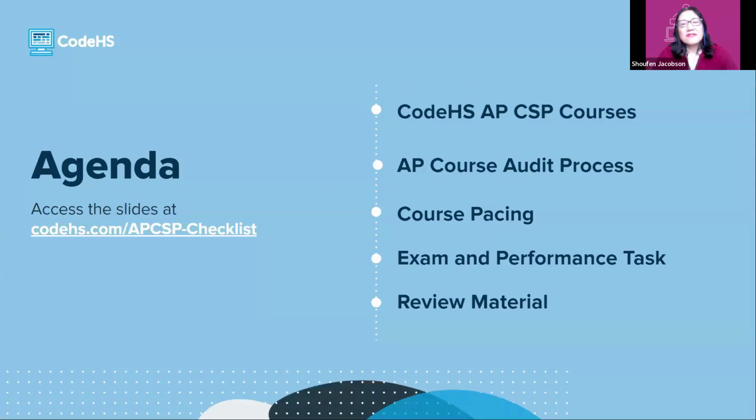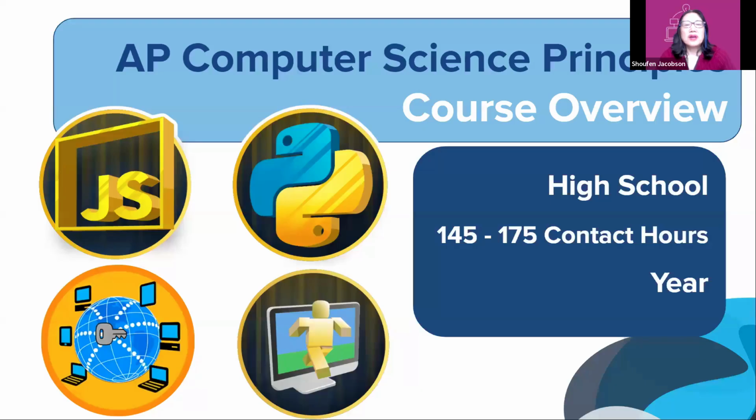This is the agenda for today. First, we're going to review the Code High School AP CSP courses. Then we're going to take a look at the AP course audit process. Then we're going to look into the course pacing, and then finally examine the performance test. Finally, we're going to land on review materials Code High School and the AP classroom offer for you.